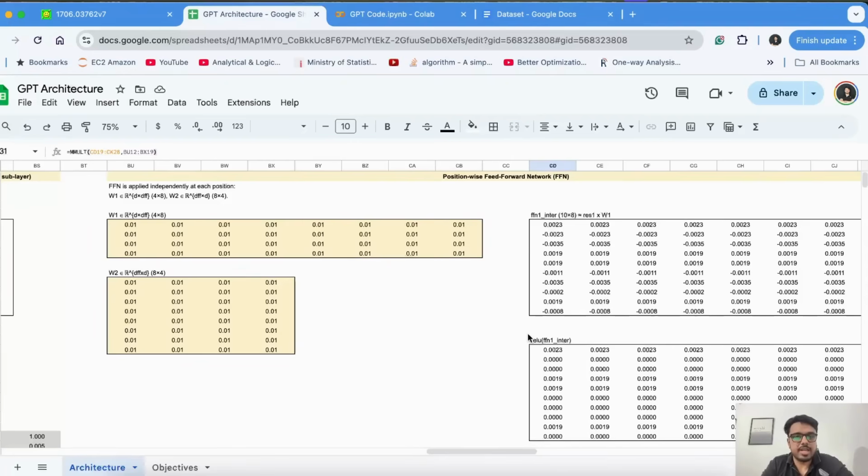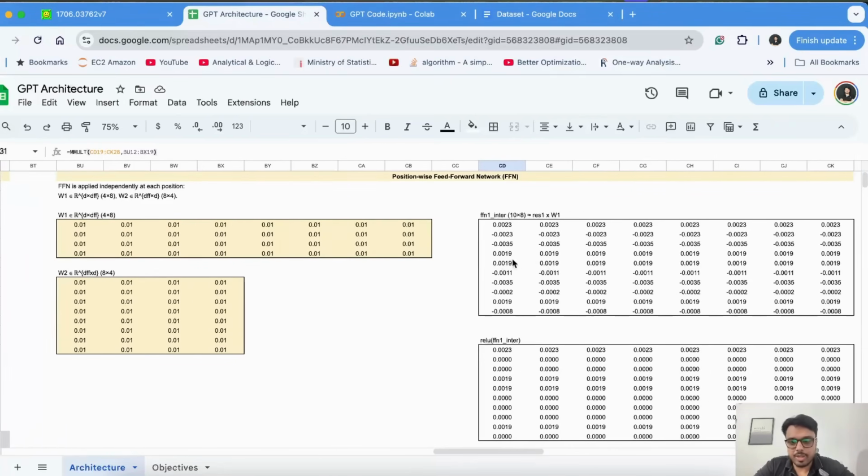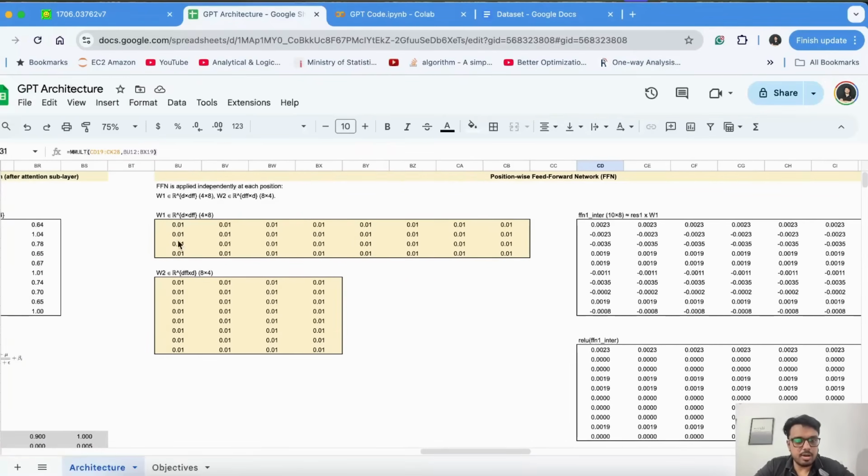Taking a very simple example, like whether a token is a verb or a noun, and how different non-linearities impact the predictions itself. To learn that kind of behavior is why we have a feed forward network. For showing the computations for the feed forward network, we have defined two matrices: W1, which is a 4 by 8 matrix. These are weights again that will be learned during the training, and W2, which is an 8 by 4 matrix.